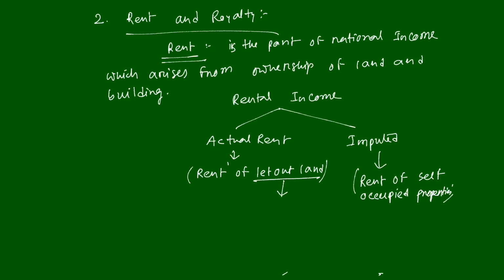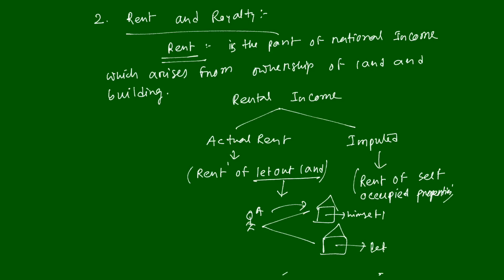Here let out means, for example, Mr. A has 2 homes, one for himself and one for letting out. Let out means, as we say in Hindi, someone pays rent. The income from the let out property we call actual rent, and the income from the home where Mr. A lives we call rent of self occupied property. So this is the basic difference between actual rent and imputed rent.